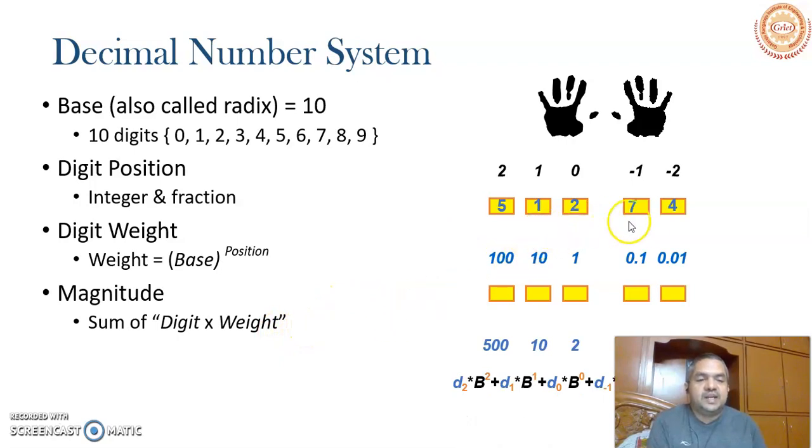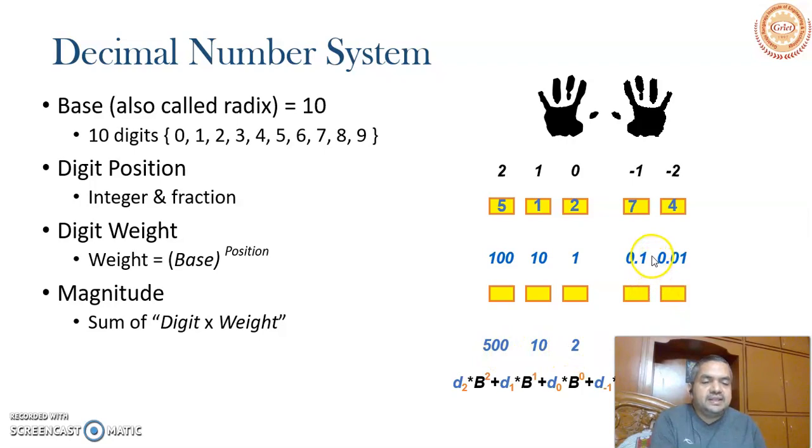So the first one is about the position, the second is about the weight, and then the total magnitude. For 512.74, the magnitude is the sum of digit multiplied by weight. The digit 2 is at the 0th position, whose weight is 1. So 2 into 1, plus 1 into 10, plus 5 into 100. So the final value will be 500, 10, 2. When I add all of these, 500 plus 10 plus 2, this is equal to 512.